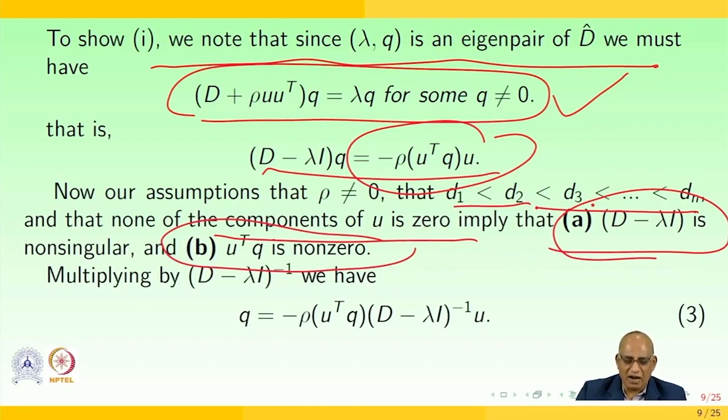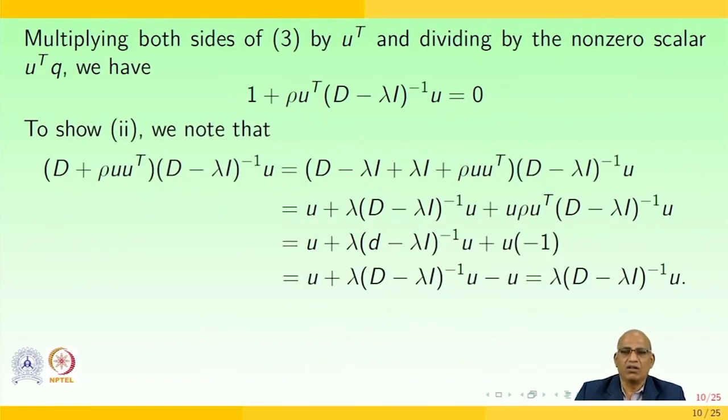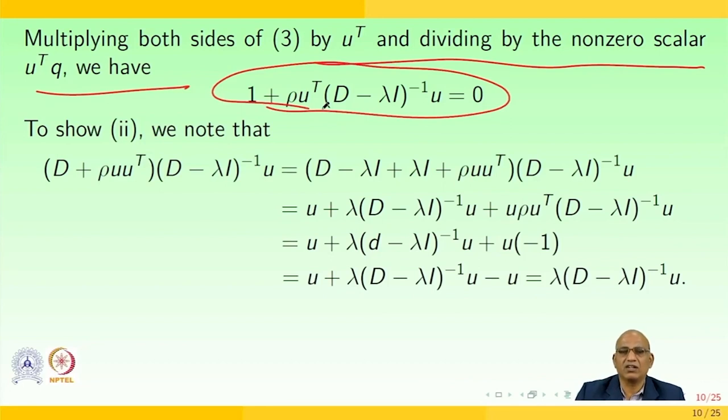Multiplying by (D minus lambda I) whole inverse, we will have this form. Q is equal to minus rho times U transpose Q multiplied with (D minus lambda I) whole inverse of U. Proceeding like this, multiply both sides of equation 3 by U transpose and divide by the non-zero scalar U transpose Q, then we will end up with this equation. That is, 1 plus rho times U transpose multiplied with (D minus lambda I) whole inverse of U is equal to 0.